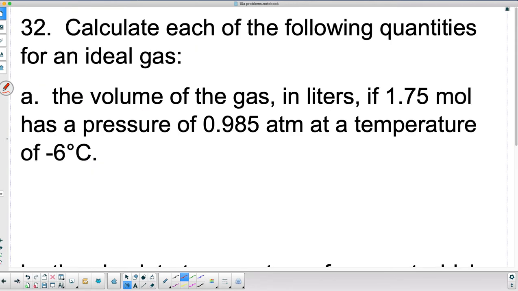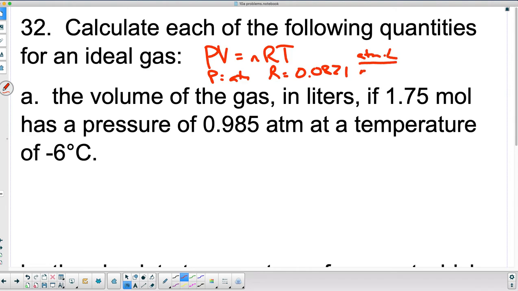32, calculate each of the following quantities for an ideal gas. Ideal gas means PV equals nRT. If pressure is in atmospheres, then the R is 0.0821, and that is atmosphere liter over mole Kelvin. Okay, there we go. Good.